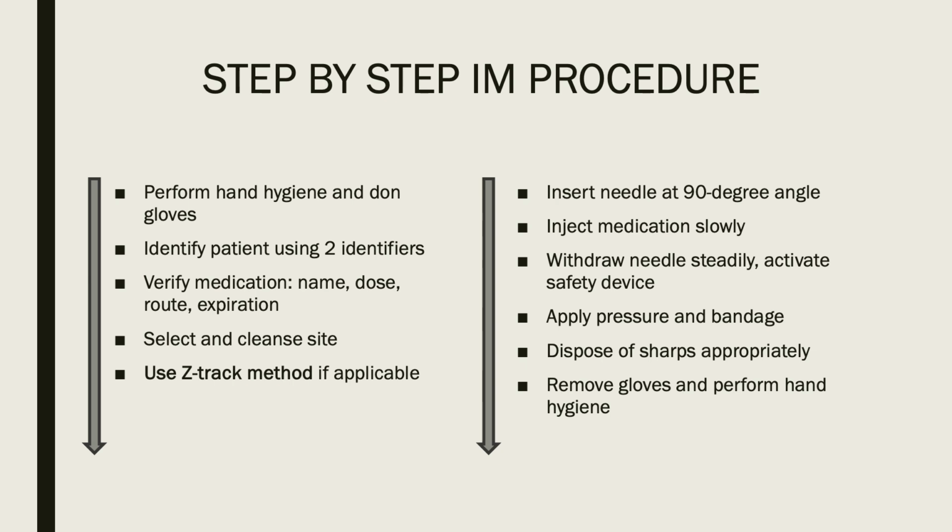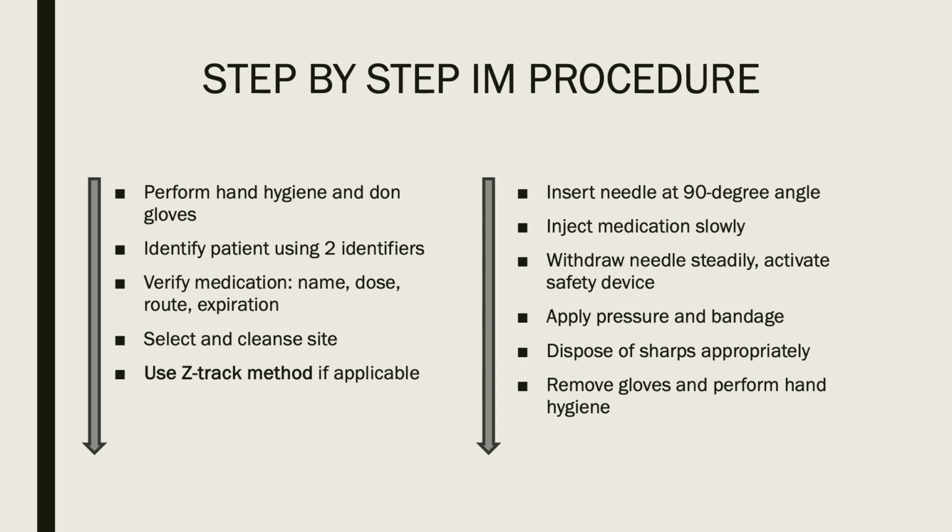We'll gather our supplies, including the correct syringe and needle size based on our chosen site and the medication's viscosity. We'll select the injection site using proper anatomical landmarks and cleanse it with alcohol swab in a circular motion. For adults, we insert the needle at a 90-degree angle, using a Z-track method when appropriate to seal the medication within the muscle and reduce irritation. We'll inject slowly and steadily and then withdraw the needle at the same angle.